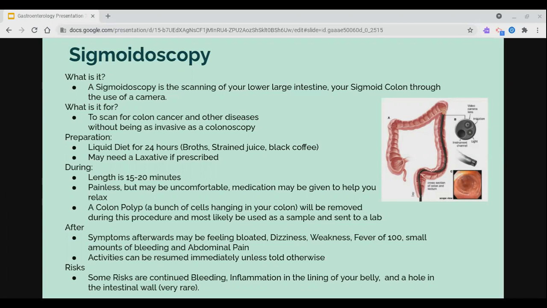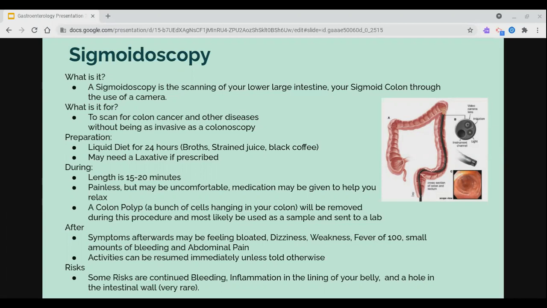Before the procedure, you must be on a liquid diet, which includes broth, strained juice, which basically means no pulp in your juice, black coffee, and other liquids. You may need to take a laxative to flush your system out. During the actual procedure itself, which is pretty much entirely painless, a camera goes into your colon, entering from your rectum, and a tool can be fed through the cable, which is attached to the camera, to grab colon polyps that are hanging off of your colon.